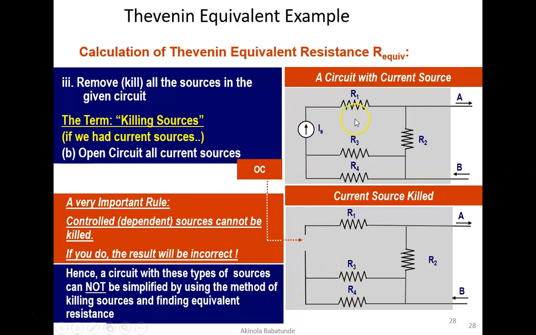But when you have a current source in place of a voltage source, what you will do is open the circuit. To open the circuit means you are killing the source. You are shutting down the current source. And to do that, you open the circuit. And this is what the circuit will look like when you do that.